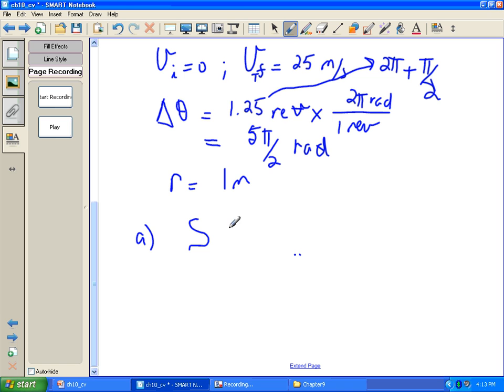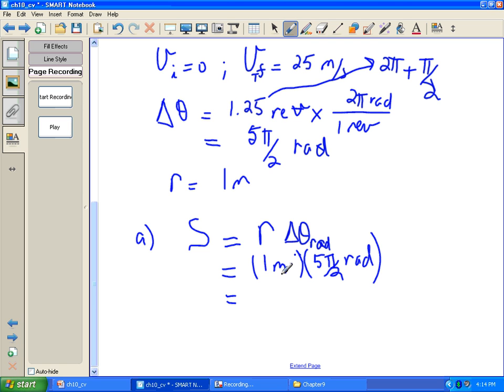Arc length is the length of the arc that is traced out by the discus. S is that length of the arc, and that is given by r delta theta, where theta has to be expressed in radian when we use this relationship. We know that the length of the arm, or the distance to the center of rotation, is 1 meter, and we just worked out that the radian traced out is 5 pi over 2, so S is equal to 5 pi over 2 meters.